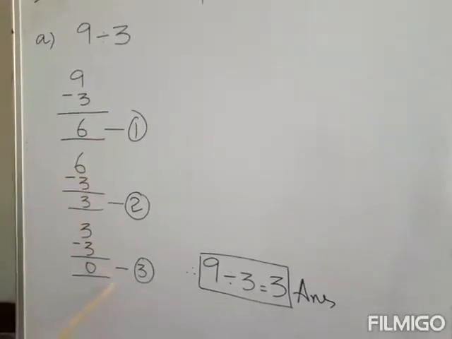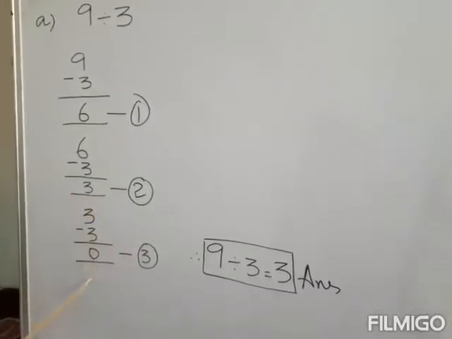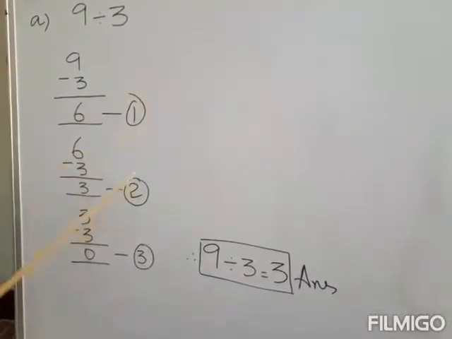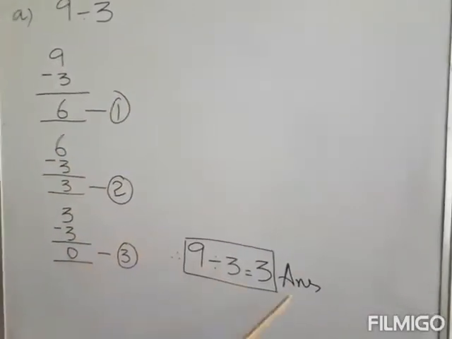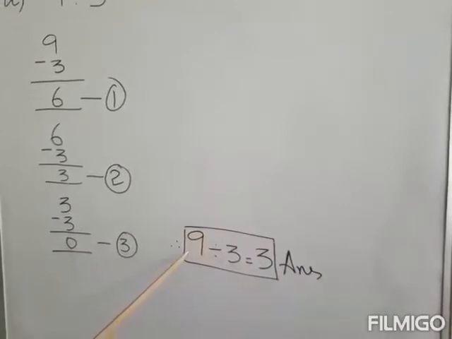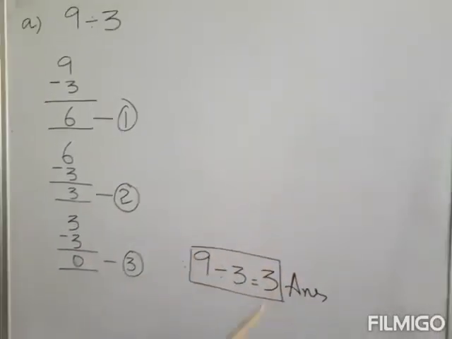Our third step is to subtract 3 from 3. 3 minus 3 is equal to 0. So, the total number of steps is 3. 1, 2, 3. So, our answer is 3. When we divide 9 by 3, our answer is 3.